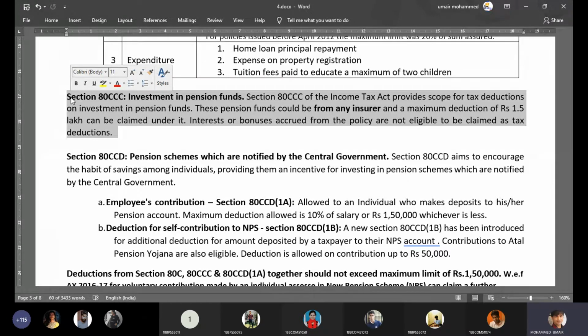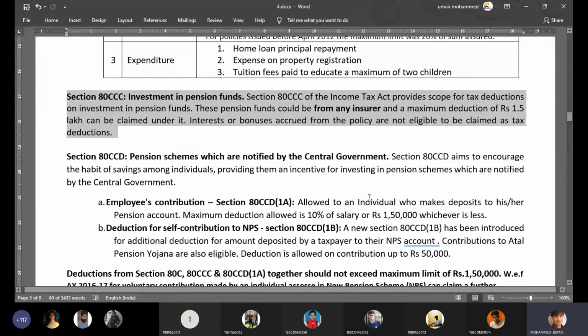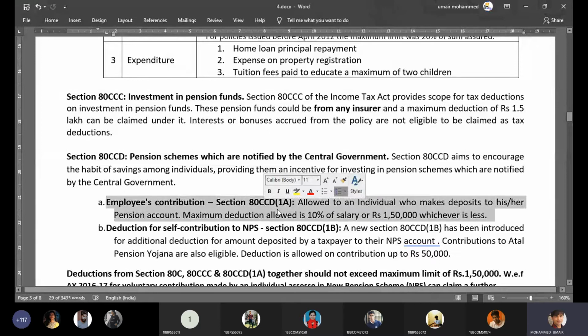So 80CCD1A is a pension fund scheme in which the scheme is jointly offered with the employer. So your company, whether you're a government company or a private company, can offer this pension scheme, and the amount deposited in the pension scheme will be under the custody of central government. The amount you're contributing, the employee's contribution towards your pension scheme, will be allowed as deduction under section 80CCD1A.